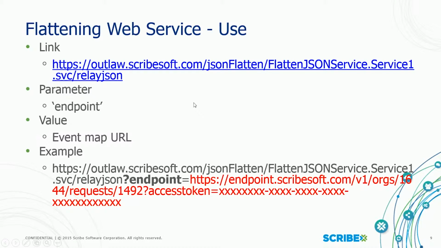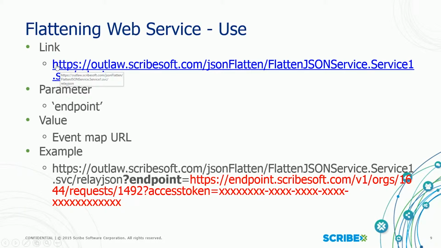All right, so the flattening web service. Here's the information we just went over. So we have our actual location of the web service. We have a single parameter, and that parameter is the event map URL. And this is the URL. And so here's an example. You can see that I have my location, my parameter, and my URL for Scribe Online. So that's how we use that. We'll leave that up on the screen for just a second so that you can take a look at that. This top level link is never going to change. That's the link that you want to use.